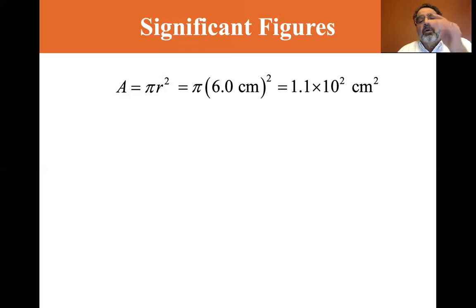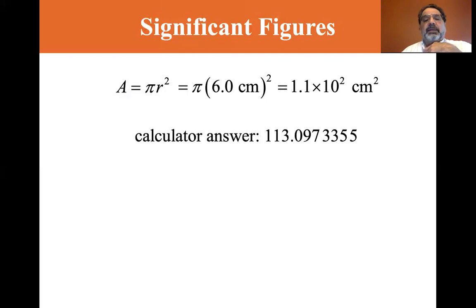So you can only have, even though pi is 3.14159 and you can go on, even though you can have multiple digits in pi, you only have 2 in the 6.0. So that would be 1.1 times 10 to the 2 centimeters.